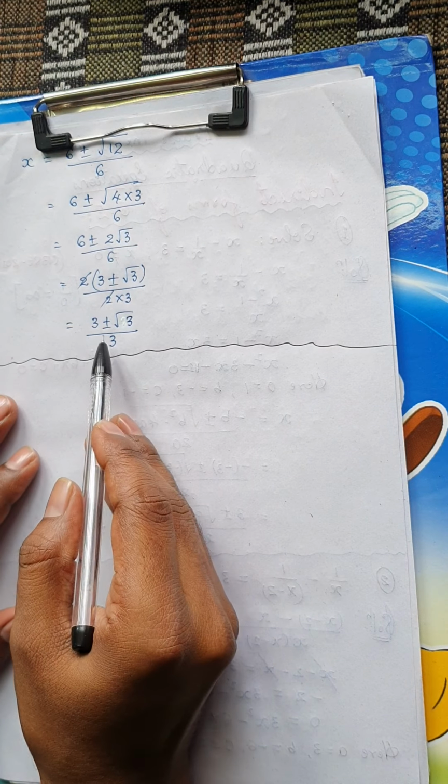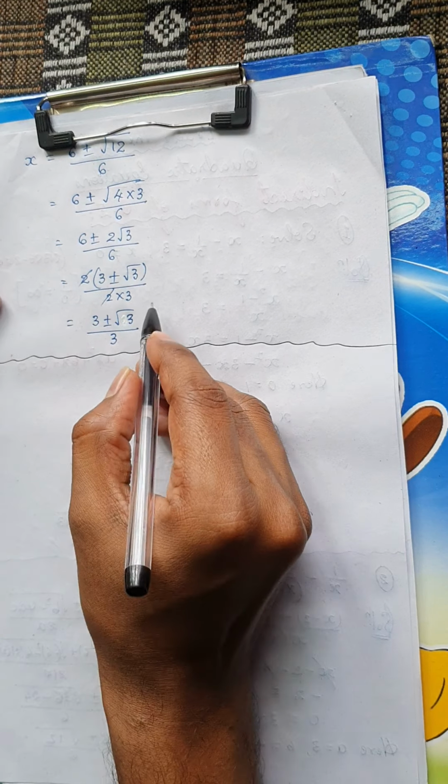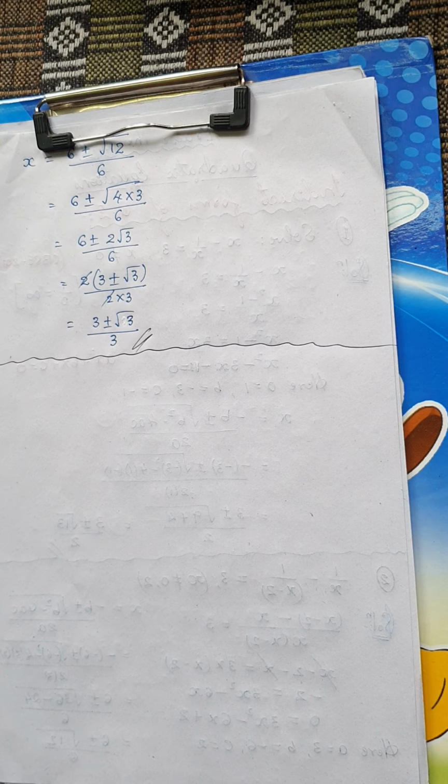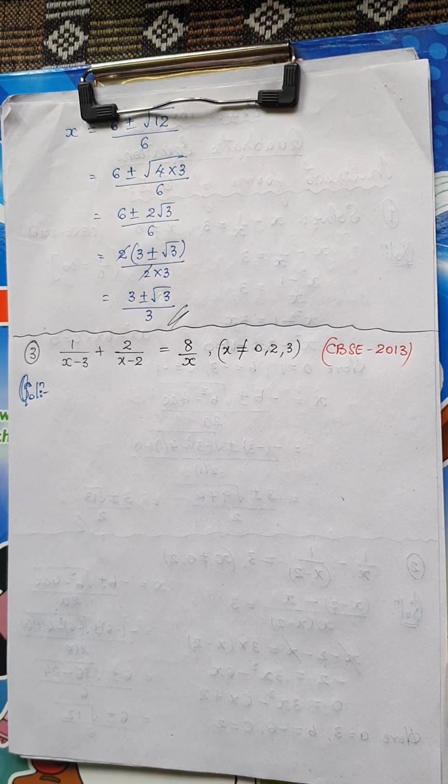So the question is simple, isn't it? Bring it to standard form and solve it. So the previous question, the final answer was 3 plus or minus root 3 whole divided by 3. Fine. Let's move on to the next question.